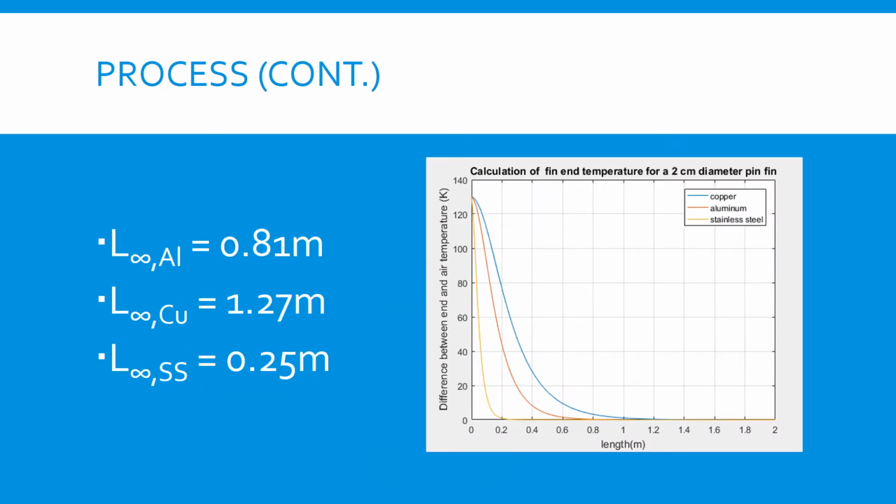The plot of temperature difference between the air and the end of the fin is shown. This uses the one-dimensional assumption. The fin is infinitely long when there is no temperature difference between the end of the fin and the air. We chose to approximate infinite length as a temperature difference of 1/4 of a degree Celsius because we considered that to be essentially zero. The infinite lengths required are 0.25 meters for stainless steel, 0.81 meters for aluminum, and 1.27 meters for copper.